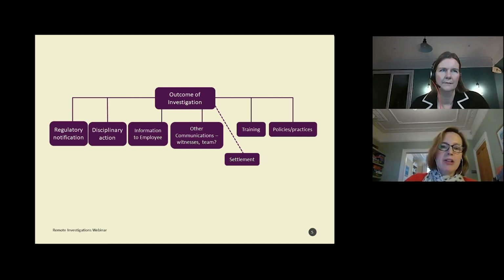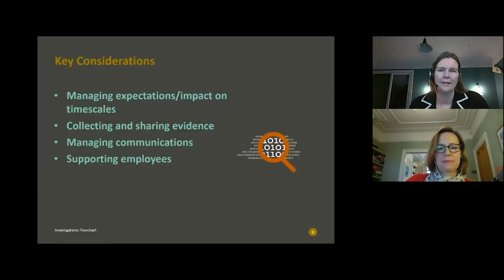But I think the area where remote working has the most practical impact, as we've seen, is on the conduct of the investigation itself, as Sian outlined. And Sian, I think you wanted to round up with the key takeaway points on this. Yes, thanks, Anna. So final points.